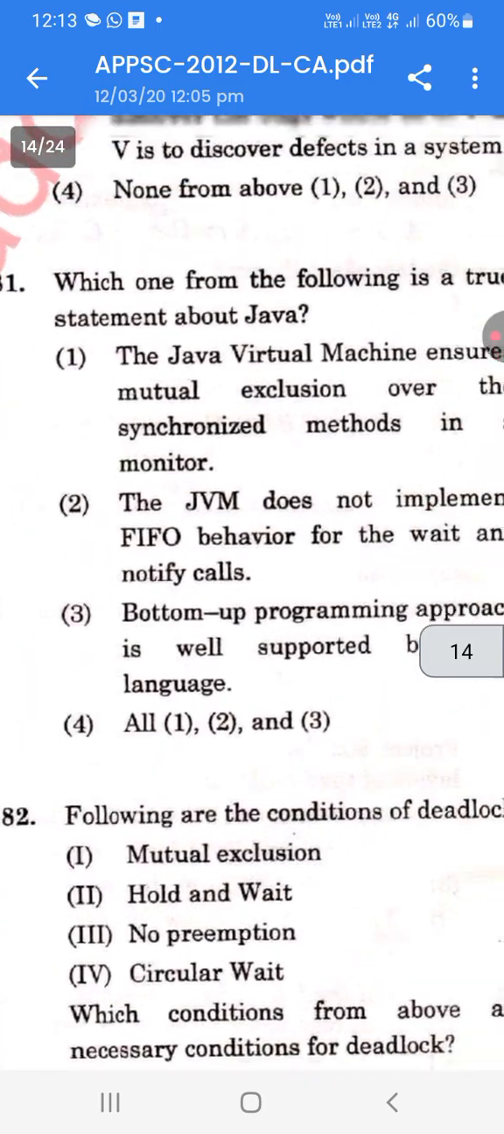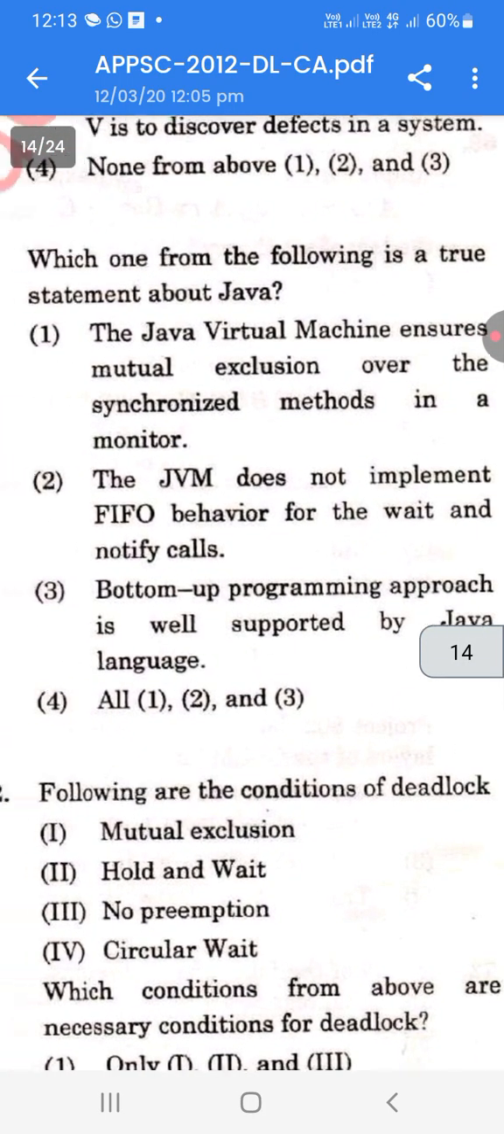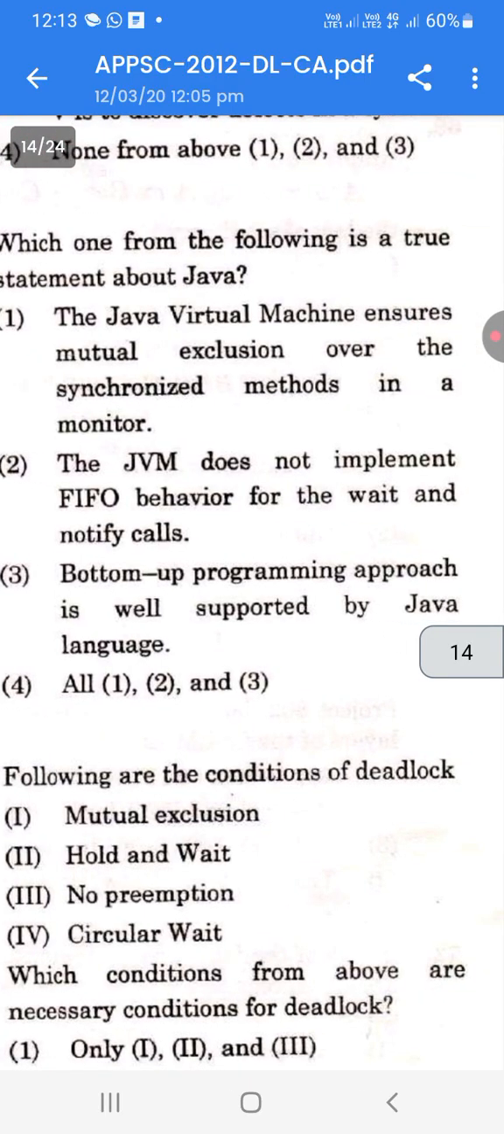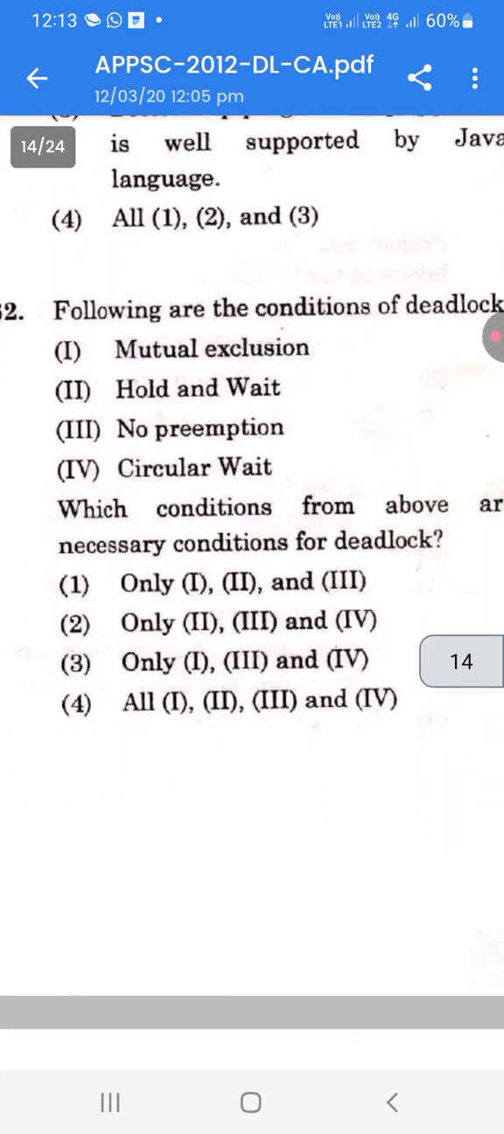81. Which one from the following is a true statement about Java? All 1, 2, 3 are true statements. The Java virtual machine ensures mutual exclusion over the synchronized methods in a monitor. The JVM does not implement FIFO behavior for the wait and notify calls. Bottom-up programming approach is well supported by Java language. These three are all true statements.